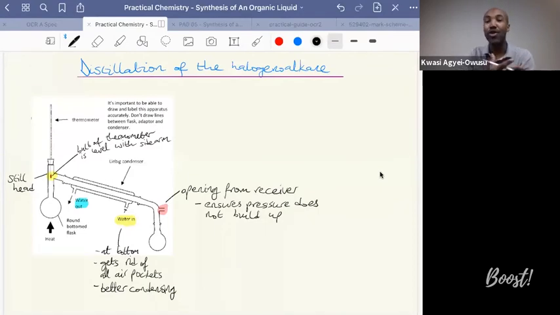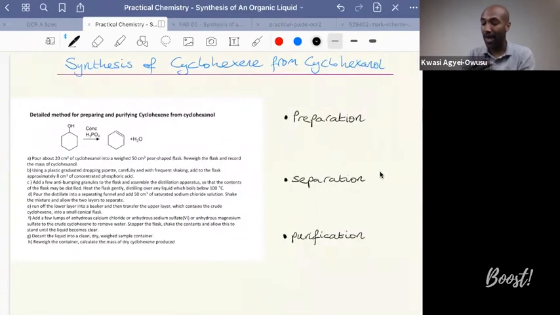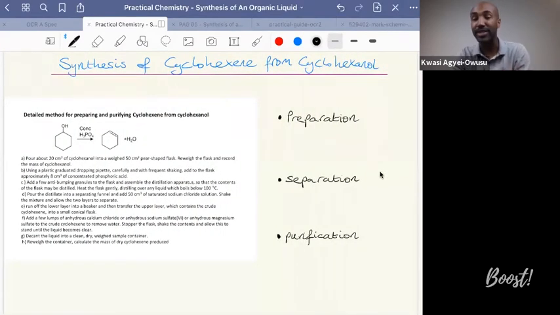Let's look at another example of an organic reaction that you could be asked to carry out to meet the requirements of practical activity group 5, the synthesis of an organic liquid. The next reaction we can look at is the synthesis of cyclohexene from cyclohexanol. In this reaction, we've got an elimination of water to form an alkene, and this is catalyzed by phosphoric acid. Again, we can think of this reaction in 3 stages.